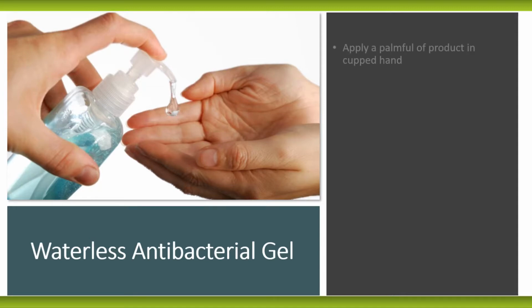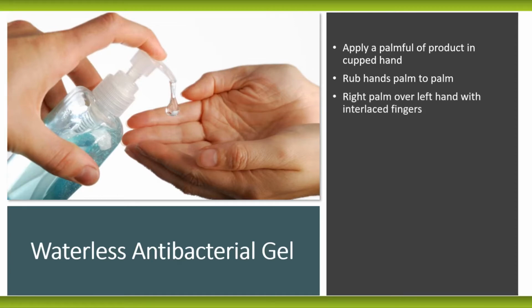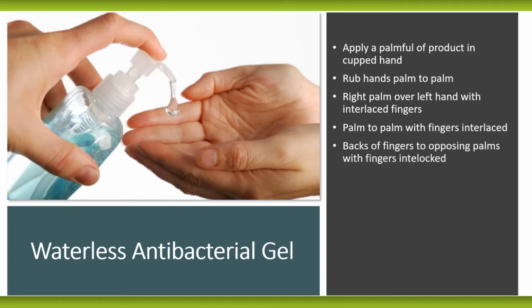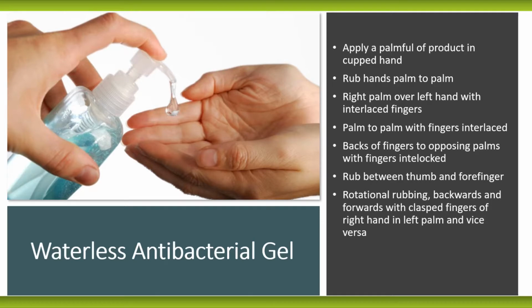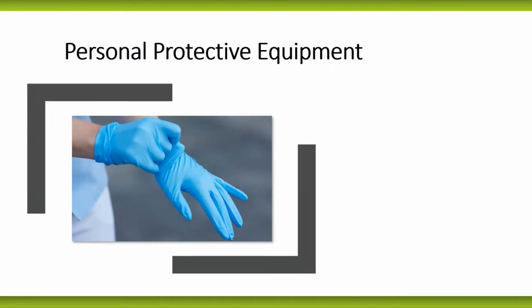Waterless antibacterial gel. Apply a palmful of product in the cupped hand. Rub hands palm to palm. Right palm over left hand with interlaced fingers. Palm to palm with fingers interlaced. Backs of fingers to opposing palms with fingers interlocked. Rub between thumb and forefinger. Rotational rubbing backwards and forwards with clasped fingers of right hand in left palm and vice versa. Once dry, your hands are safe.